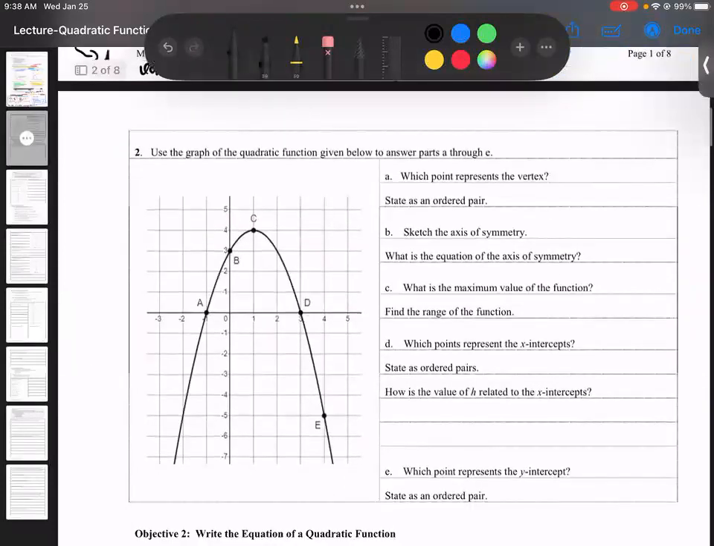Number 2, use the quadratic below to answer parts A through E. This is the sad face graph. Which point represents the vertex? Why don't you guys fill it out? I'll give you like 30 seconds to fill it out. I walk around, see how you do. Zoomers, please fill out number 2 on your own. If you want, you can put it in the chat as well.